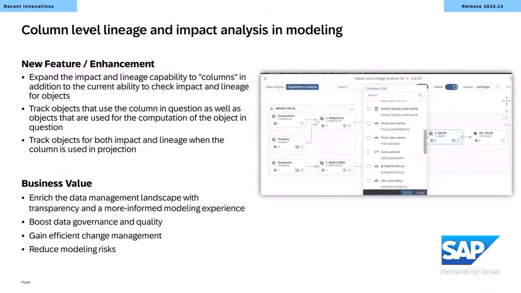Thank you, Mona. So let's get to the next topic, which is the column level lineage and impact analysis in the modeling area. This gets us one level deeper on the impact and lineage capability, to also provide that on the column level, not only on an object level, so that you can really track down the columns, where they are coming from, what they are impacting in this lineage and impact analysis. So let's directly jump into the system to show you how that works.